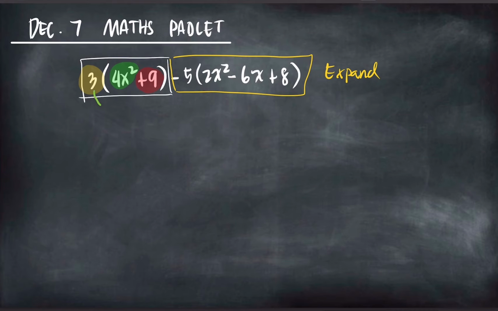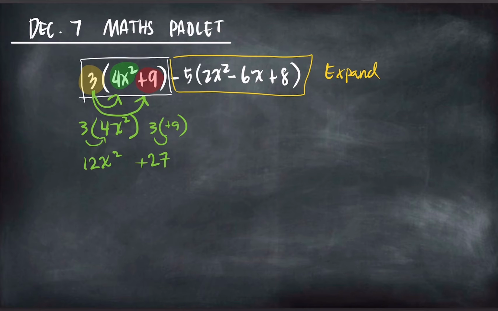So this would be 3 times 4x squared. So we can multiply the coefficients. So that's 3 times 4 is 12. And since x squared has nothing to multiply with, we just copy it, x squared. Okay? And then we do 3 times 9. 3 times positive 9 gives you positive 27. Okay? And we do the same thing here.